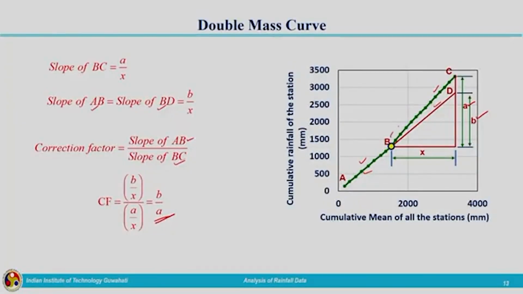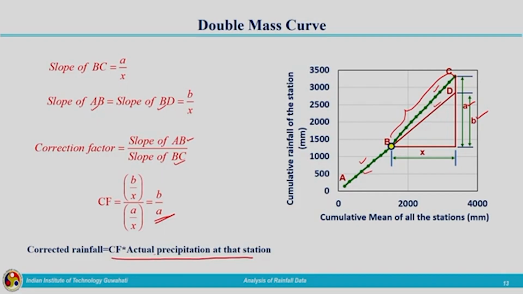After that, we will multiply the data corresponding to this BC line. This particular line will be multiplied with this correction factor to make it align with the new series. That is what we will be doing in the case of double mass curve. We are correcting the past data based on the new data. This will be more clear to you when we solve a numerical example, and corrected rainfall is correction factor multiplied by actual precipitation at that station.